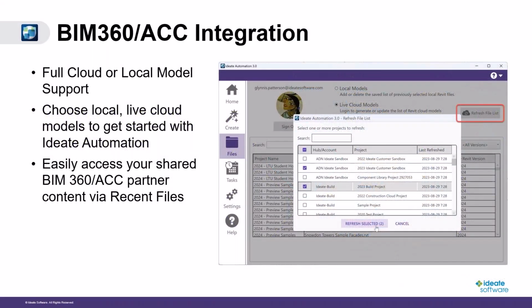So some additional workflows, I already talked about this, but I just wanted to go over it. We're supporting BIM 360 or the Autodesk Construction Cloud, either through the recent files list. And remember I mentioned that our technical blogs have a lot of great information. We have a whole technical blog on using the recent file list and bypassing the Ideate Cloud connector if you don't want to go through the integration. So you can do the recent files or you can do the integration.